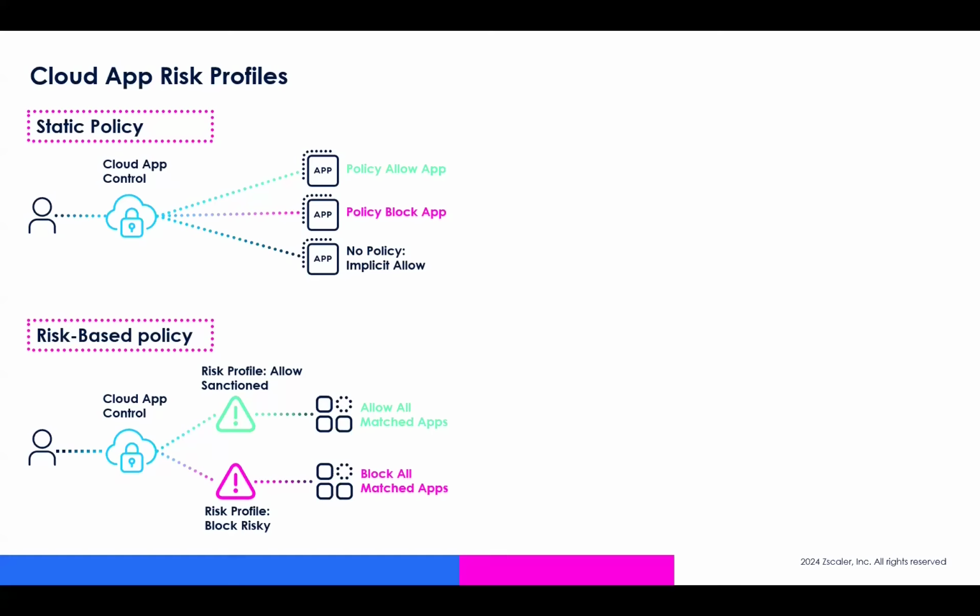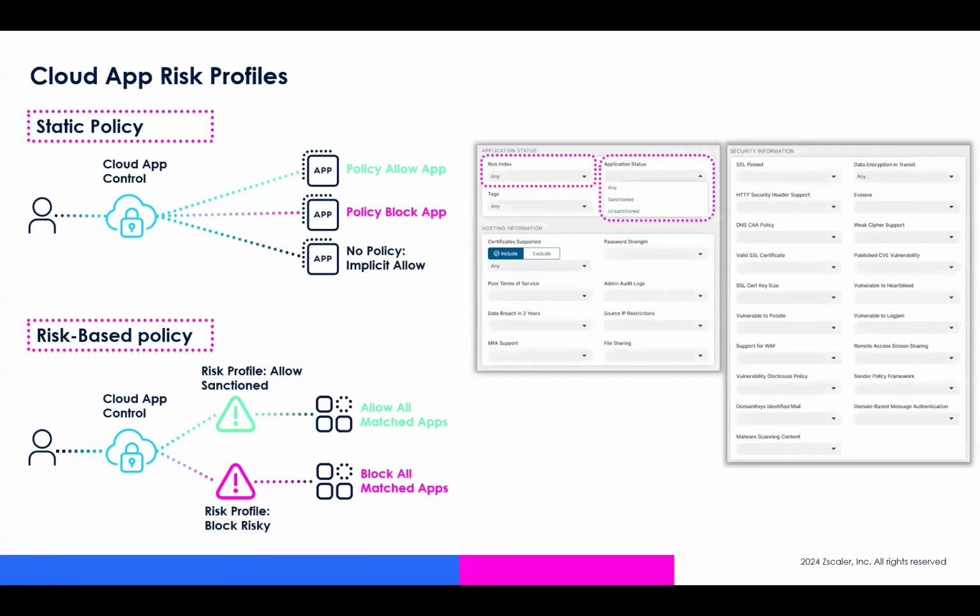This leverages the risk index scores that we've just talked about and the risk profiles that you can configure in order to build a policy that makes decisions based on an application's risk score and sanctioned or unsanctioned status. With this, you can create policy that will take all applications that are unsanctioned and above a certain risk, for example, and restrict what users can do with those applications by saying, for example, that users are unable to upload data to all applications inside the file sharing category that have a high risk and are not sanctioned.